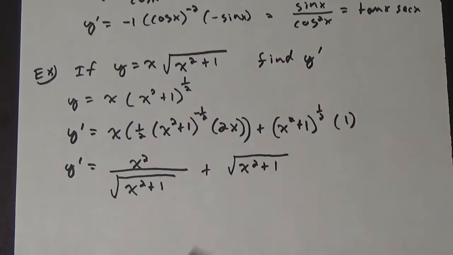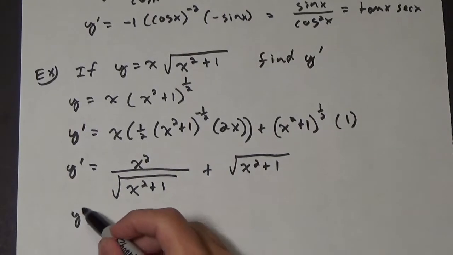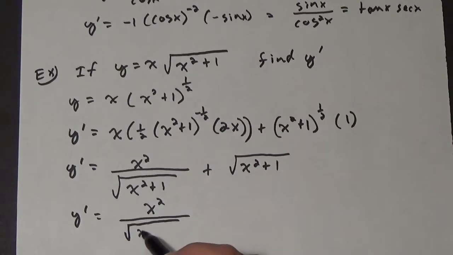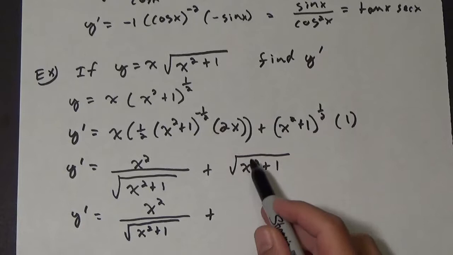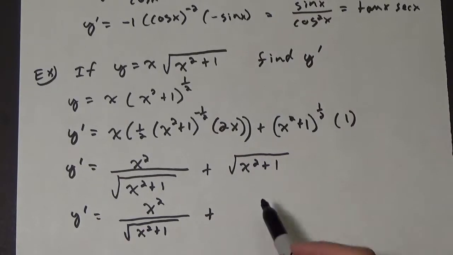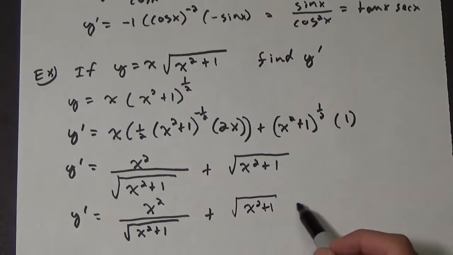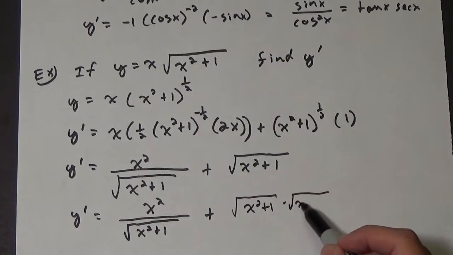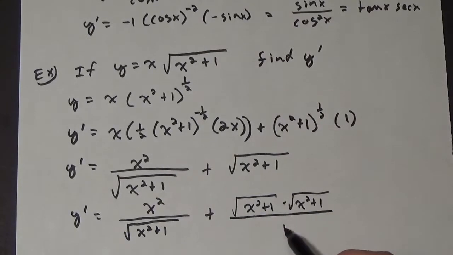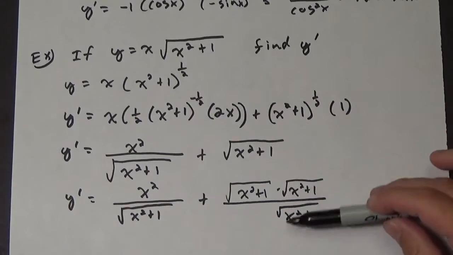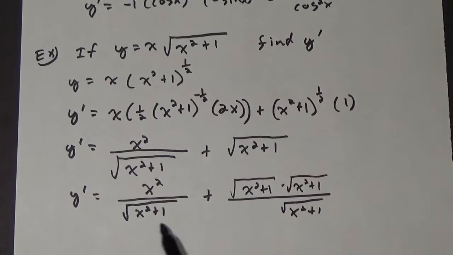All right, let's go ahead and combine these fractions. Now in order to combine the fractions, we need a common denominator. So we're going to end up with y prime equals x squared all over the square root of x squared plus 1, plus, and then we're going to have to multiply the numerator and the denominator by the square root of x squared plus 1. So we have the square root of x squared plus 1 times the square root of x squared plus 1, all over the square root of x squared plus 1. So we multiply the numerator and denominator by the square root of x squared plus 1.